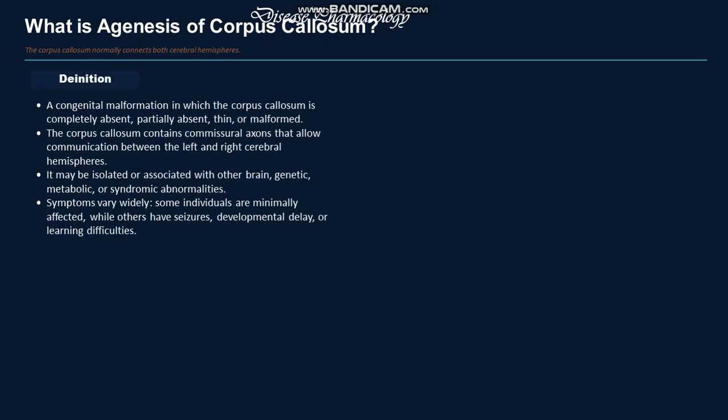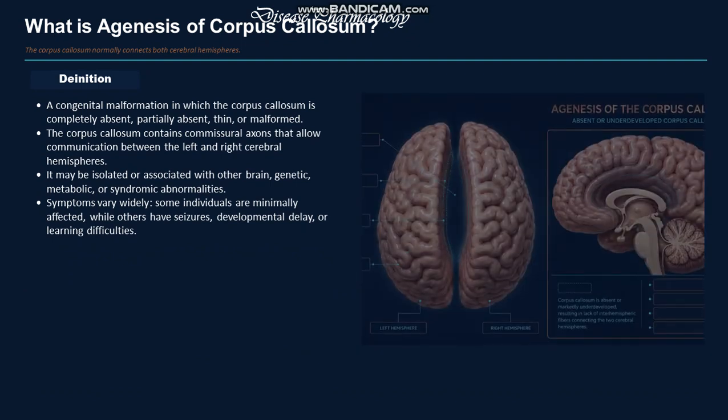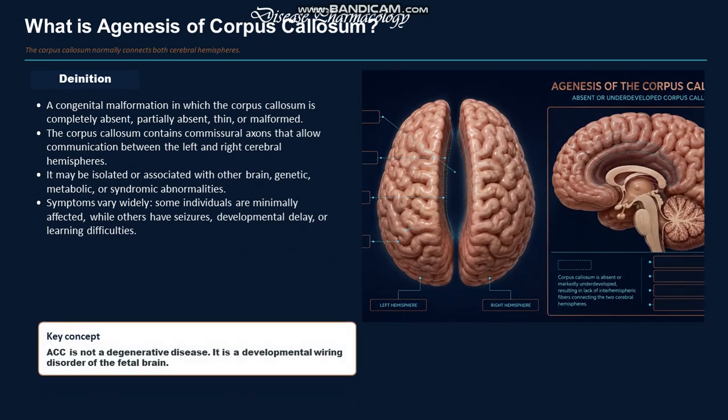What is agenesis of corpus callosum? It's a congenital disease, you can say, in which the corpus callosum is completely absent, partially absent, thin or malformed. That is due to the genetic mutation in the genes that we will discuss in coming slides. It may be isolated or associated with brain genetic, metabolic, or syndromic abnormalities. That is a very important part. Some individuals are minimally affected, while others have seizures, developmental delay, or learning difficulties. ACC is not a degenerative disease, it's a developmental wiring disorder of the fetal brain.